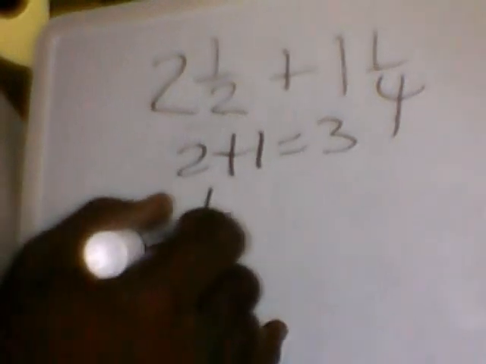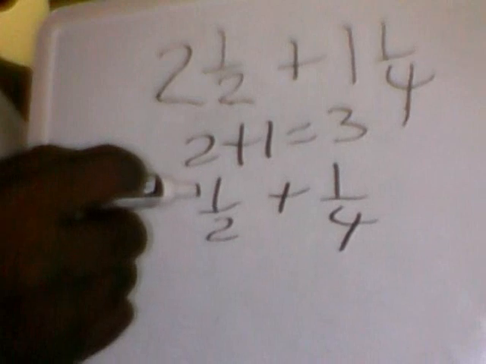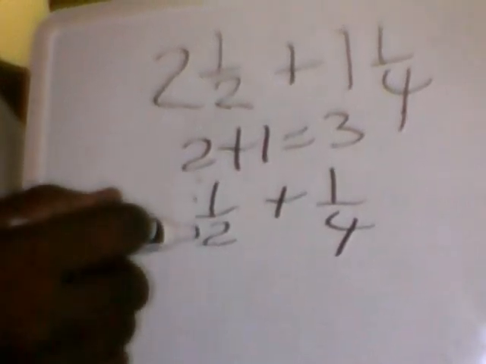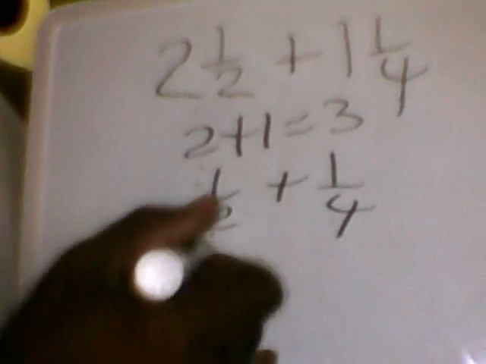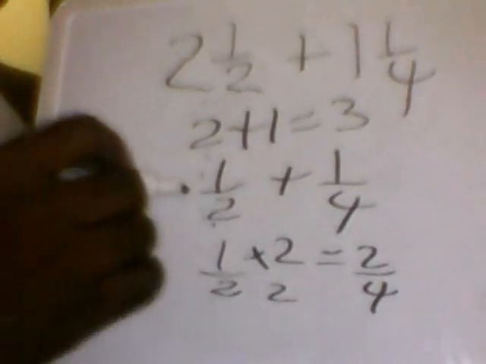Now we have these two fractions to add. So we have 1 half plus a quarter. Now we can convert this half into an equivalent fraction where the denominator is the same as 4. What number when multiplied by this denominator will give us 4? That would be 2. So we'd use 2 and multiply both the numerator and the denominator. And we'll get 2 over 4, which is an equivalent fraction to 1/2.